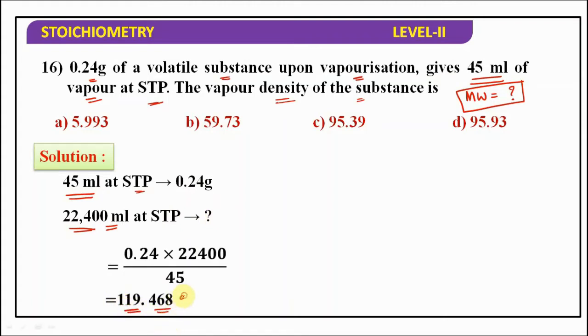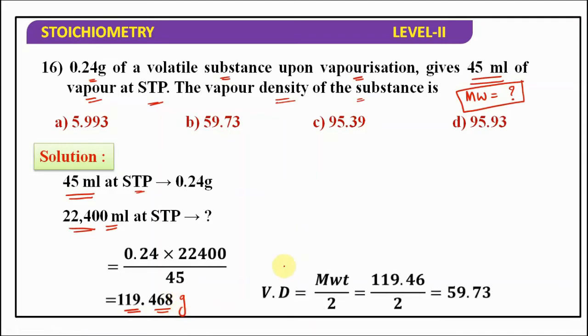119.468 grams. It is the molecular mass. So what do we need to calculate? Vapor density. As I told you, molecular weight is equal to 2 into vapor density. But I want to calculate vapor density, so VD is equal to molecular weight upon 2, 119.46 upon 2, which gives you 59.73. So option B is the correct answer. Understood? Is it clear for you? Do you have any doubts? Right?